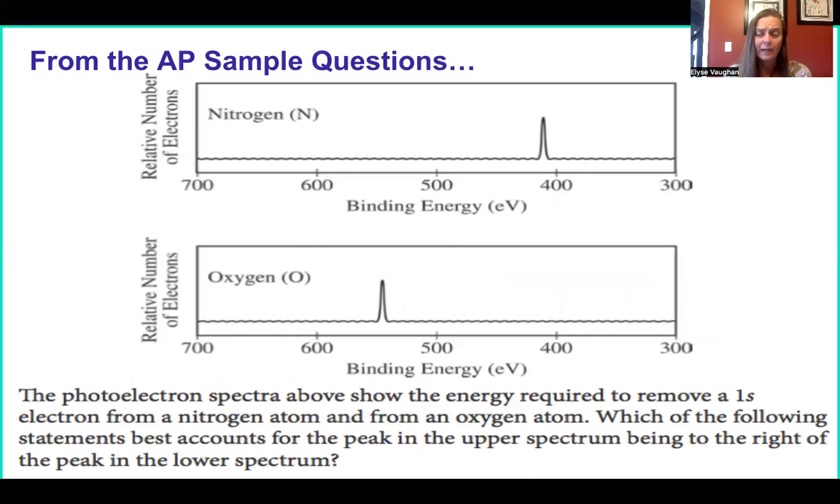So let's take a quick look at a sample AP question and then we'll close for today. So here we have two photoelectron spectra. One is of nitrogen and one is of oxygen. And they're showing just the 1s electrons. And it's asking you to explain why the peak in the nitrogen spectrum is to the right of the peak in the oxygen spectrum. And so it's asking you to explain why it takes less energy, because we have to look at our scale, less energy to remove the 1s electron from nitrogen than it does from oxygen.